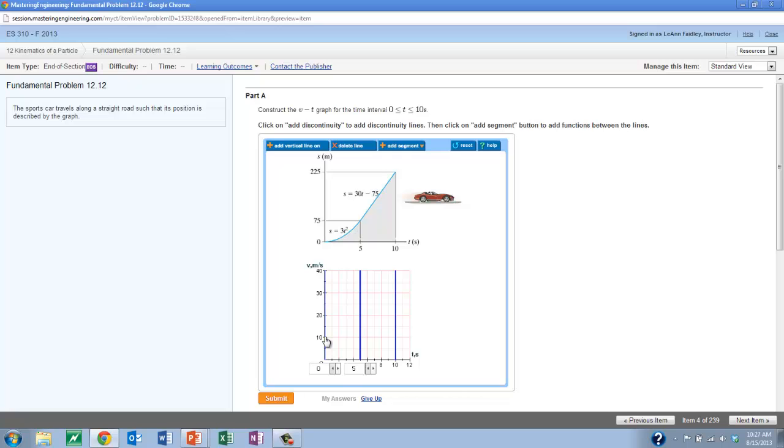And this one is already exactly 0, so we're good. Now I'm done adding vertical lines, so I can turn that off. And now we need to figure out what goes in each of those regions. So remember, to go from S to V, we're taking the derivative, or we're plotting the slope.